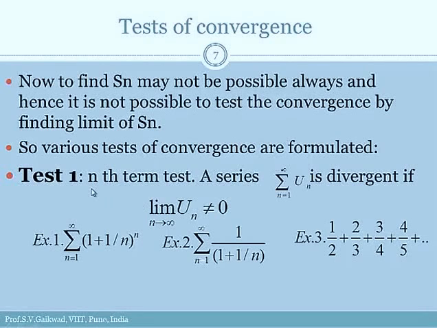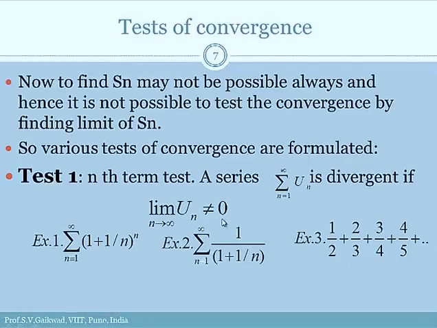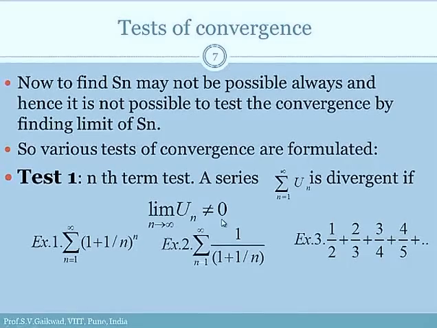The first test is the nth term test. Very simple test to apply. The test says that a series is divergent if the limit of un is not equal to 0. Limit of nth term is not 0, series is divergent. Note that if the limit is 0, you cannot decide its convergence.